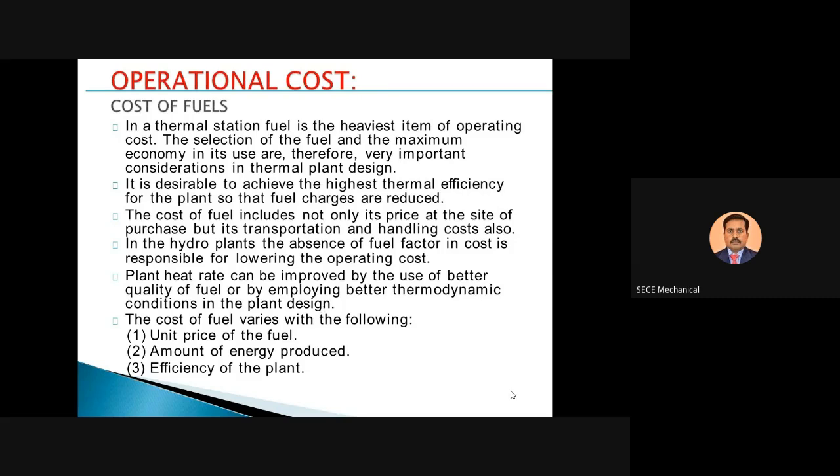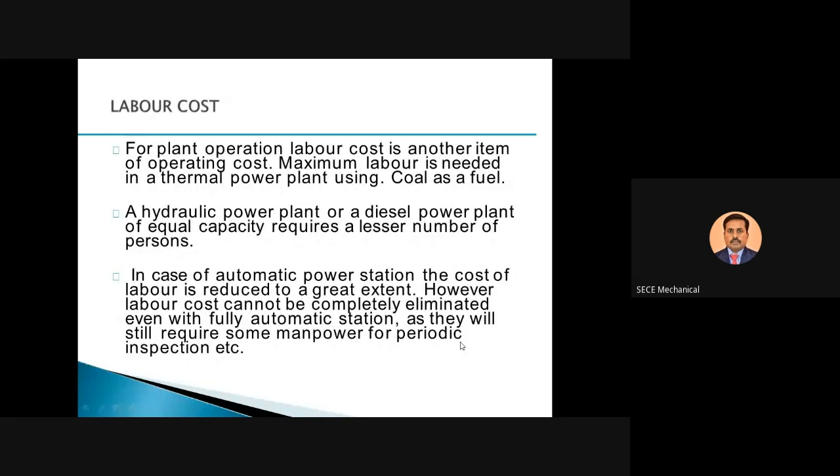Next, labor cost. There are so many people working in the power plant. If people are working, definitely we have to pay. Also, we have to provide insurance and some facilities for the working people. Everything comes under a cost, and that cost is called labor cost. For a plant operation, labor cost is another operating cost.